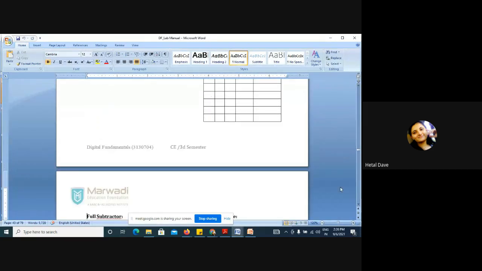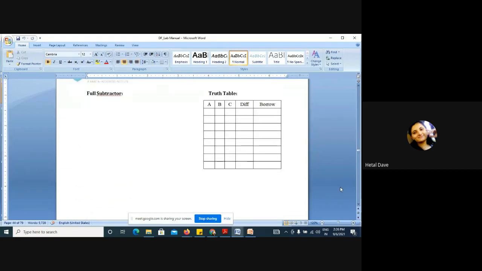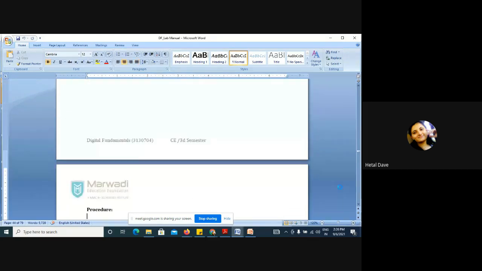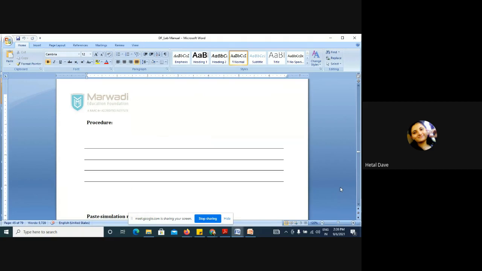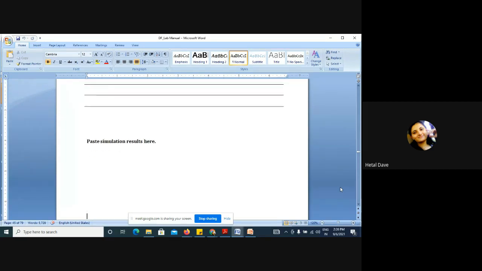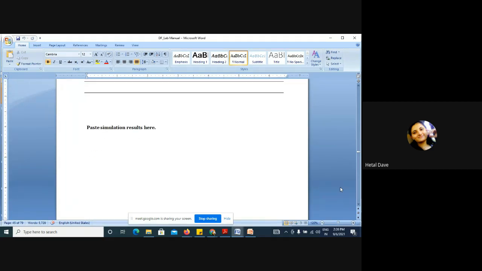After all this, this is your book work. After all this, you will write the procedure. After this, for your simulation result, if you don't want to simulate it, you can take a photo of your work, your kit where the LED is on or off, and paste it here. Those who are present here can do things like this.